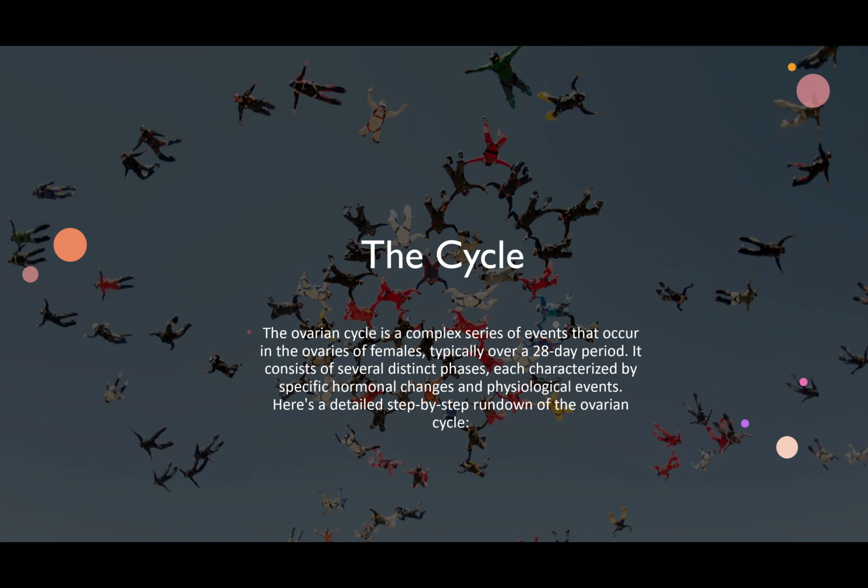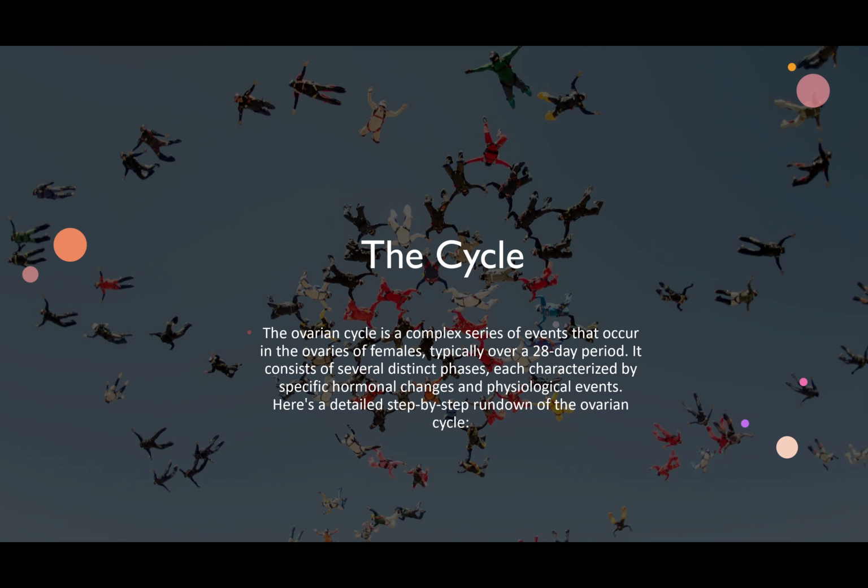But you have different types of things that may happen. Probably menstruation decides not to happen this month and then decides to happen next month. Right? There are many things that can happen. But typically, it's a 28-day period, every single 28 days. It consists of several distinct phases which are characterized by specific hormone changes and physiological events.